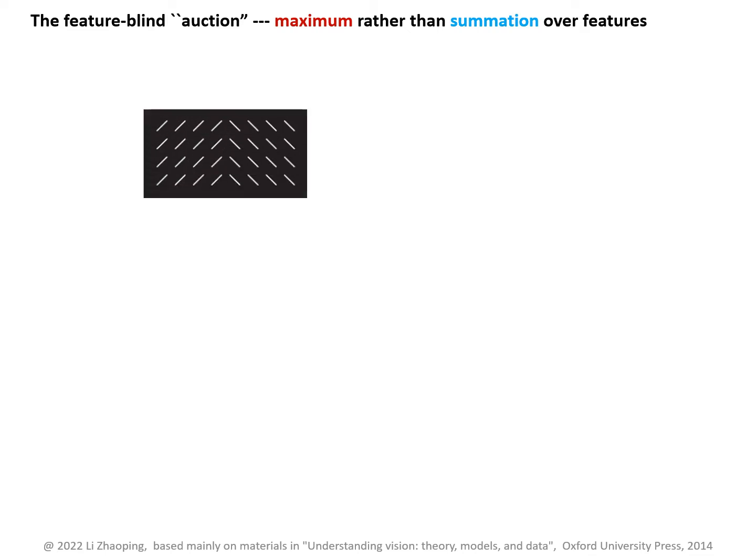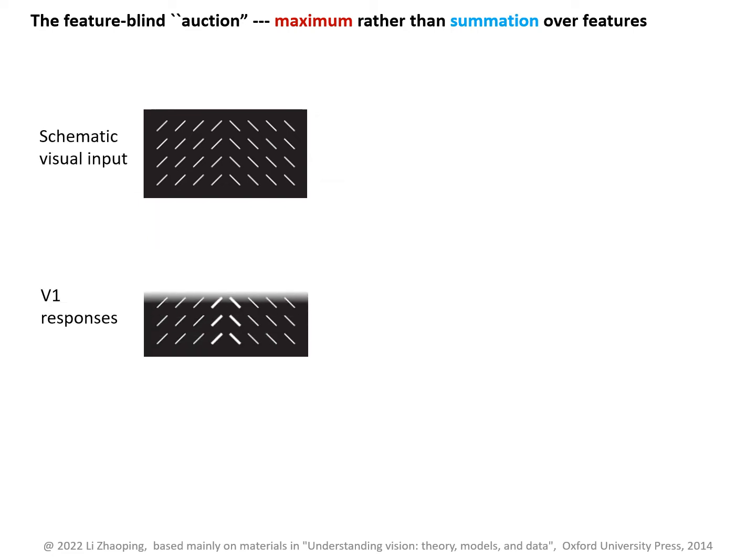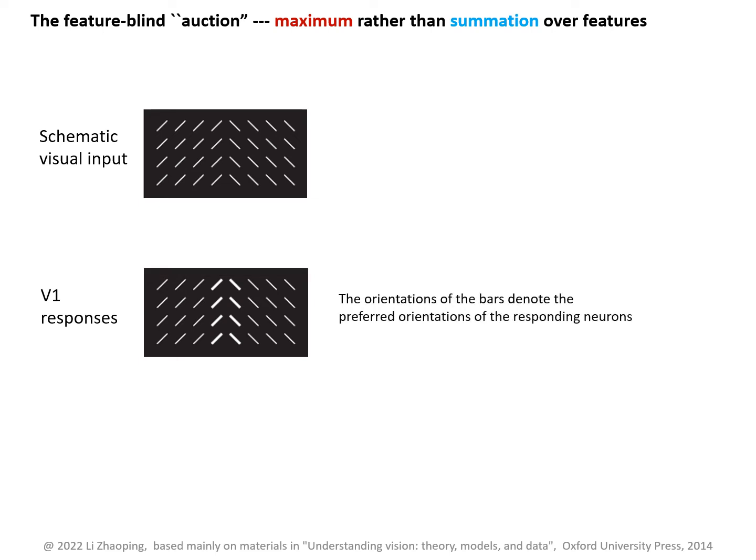This is a visual input made of two neighboring textures of bars. As usual, we show just a portion of a larger area of visual inputs, with additional texture bars extending continuously beyond this portion shown here. With this visual input, the V1 responses are visualized here. The stronger responses are visualized by thicker bars.